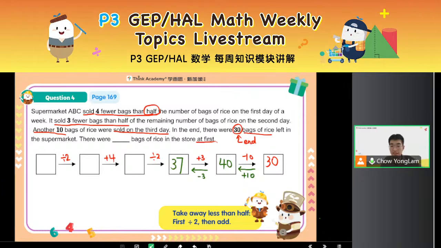37, reverse the divide sign. 37 times 2 is 74. Then, wow, there are some fast people. Good, good, good. Okay, continue. Raise after me. Right, 74 minus 4 is 70. 70, reverse the sign, times 2, 140. Right, so there are 140 bags of rice at first.